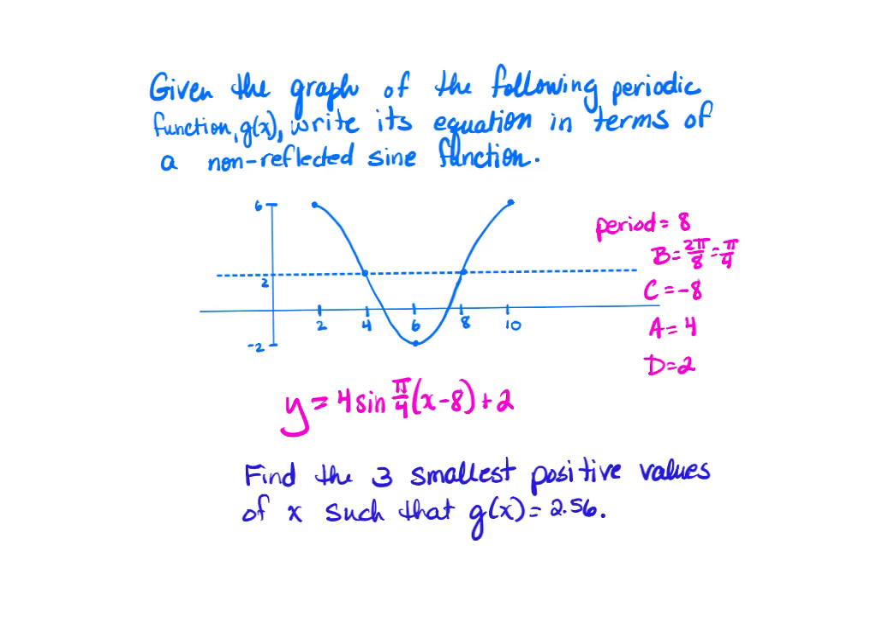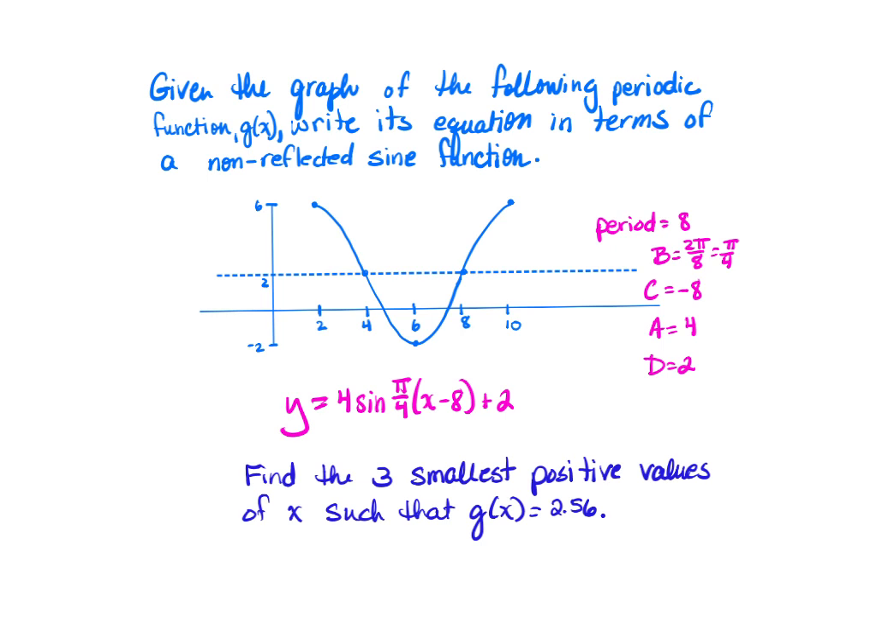So here's my answer. Notice the period of my function is 8. It starts at 2, and it'll start repeating at 10. That's 8 away. So I first found my b value. I took 2 pi, and I divided by 8. That simplifies to pi over 4. Remember, I'm writing it as a non-reflected sine function.